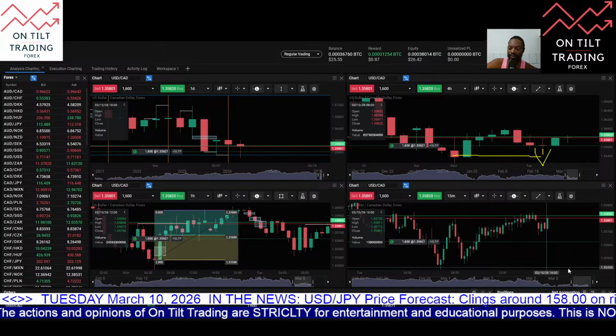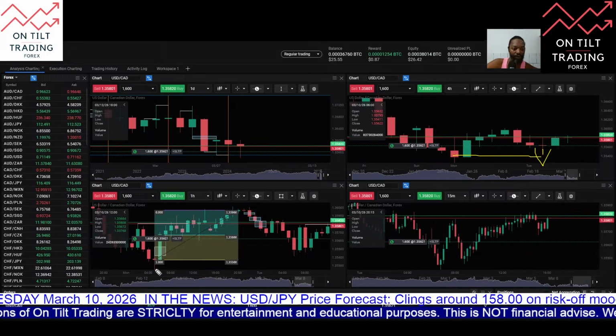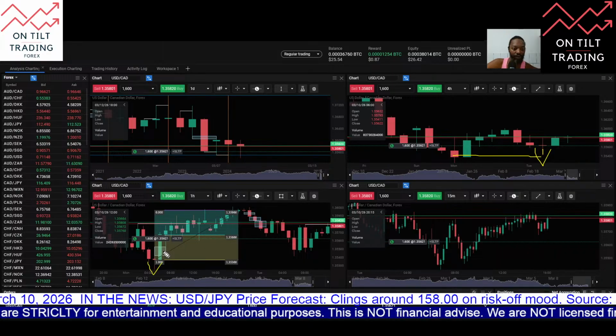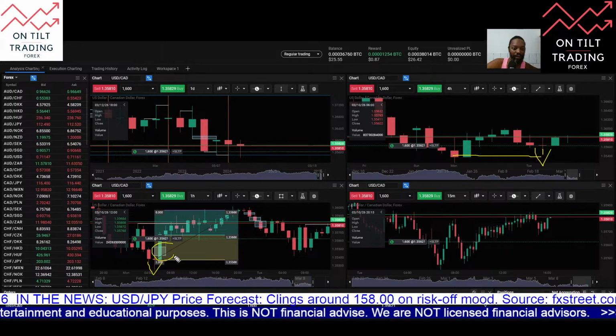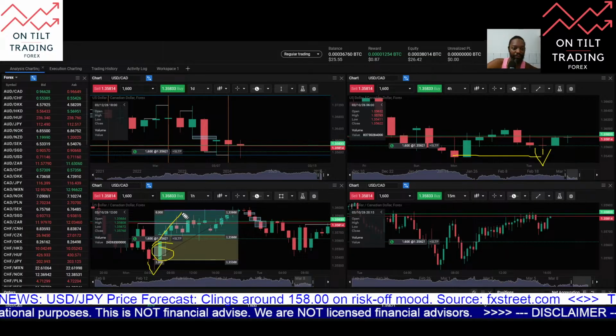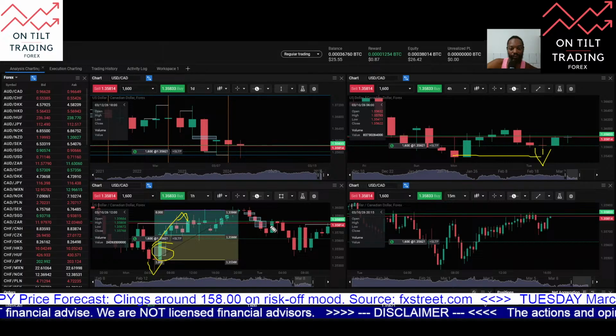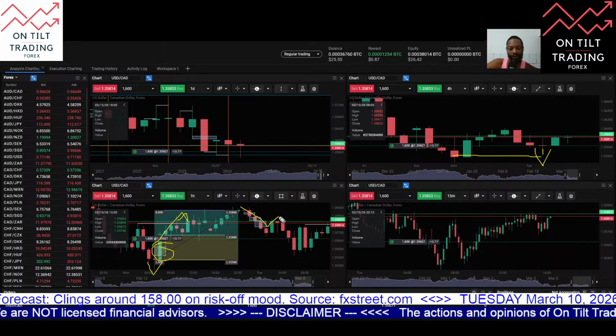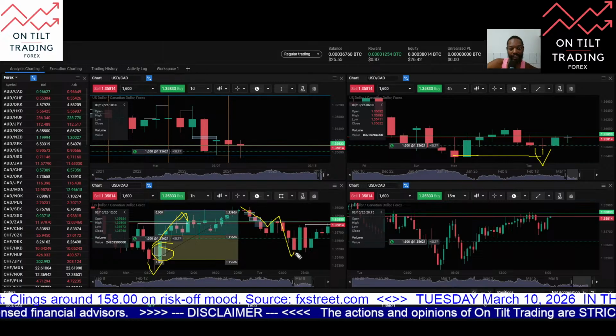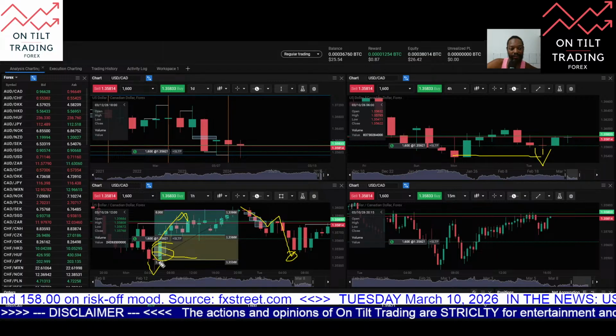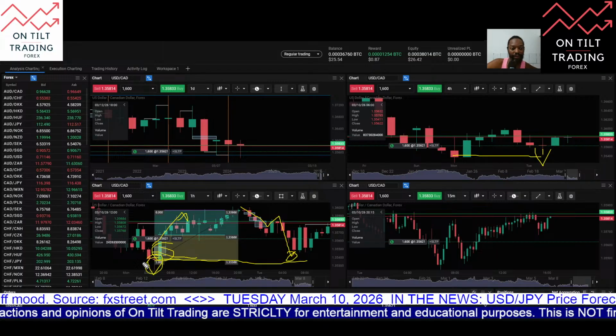So this is the low that was put in, the swing low that began the bullish trending price action here. And then when this price action returns to the sell side right here, this is when it gives an entry to this bullish order block right here.